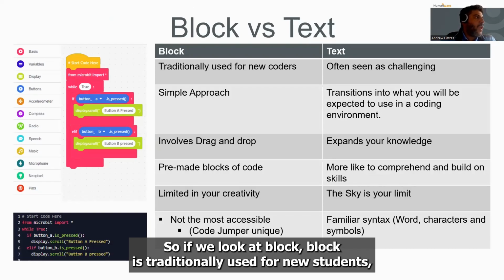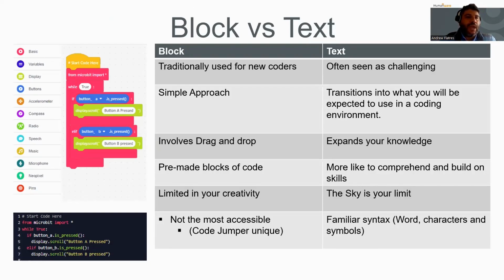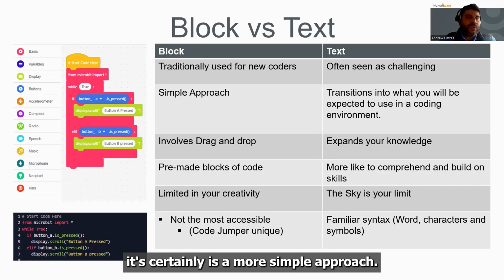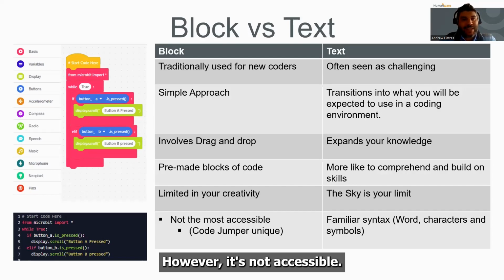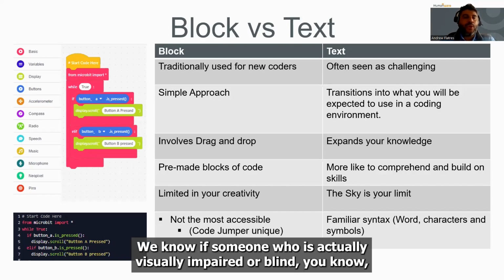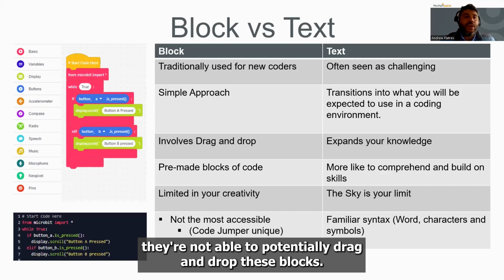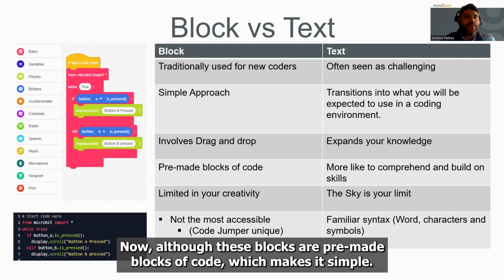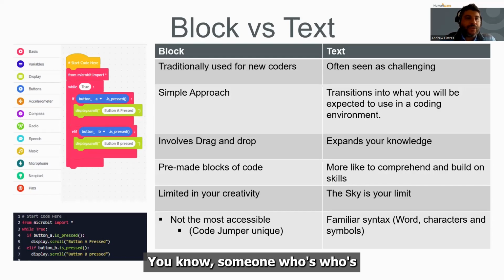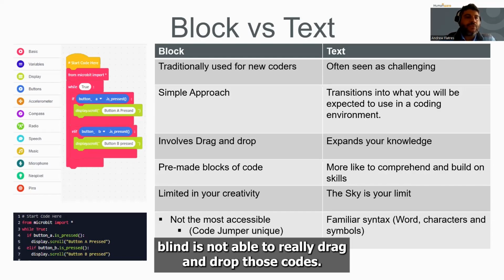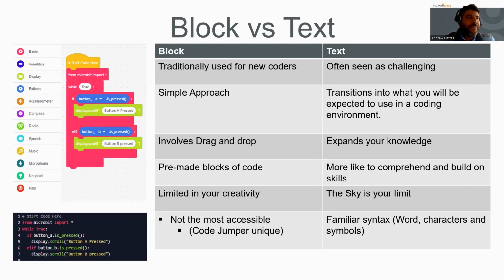So if we look at block, it is traditionally used for new students. It certainly is a simpler approach. However, it's not accessible, right? Someone who is visually impaired or blind is not able to potentially drag and drop these blocks. Now, although these blocks are pre-made blocks of code, which makes it simple, someone who's blind is not able to really drag and drop those codes.